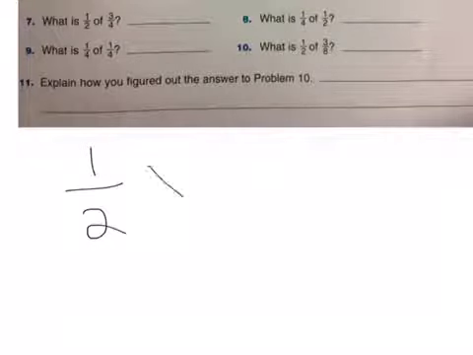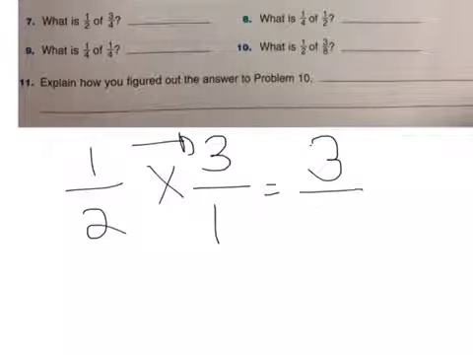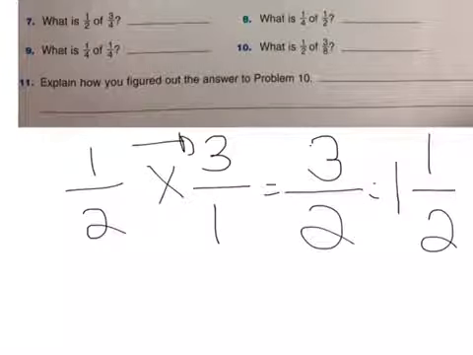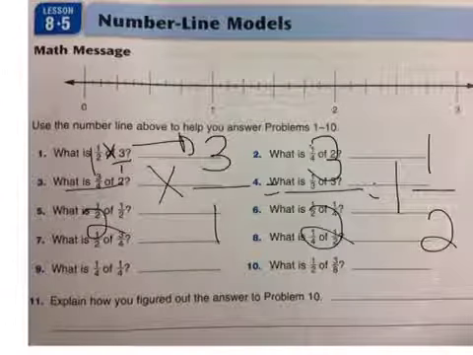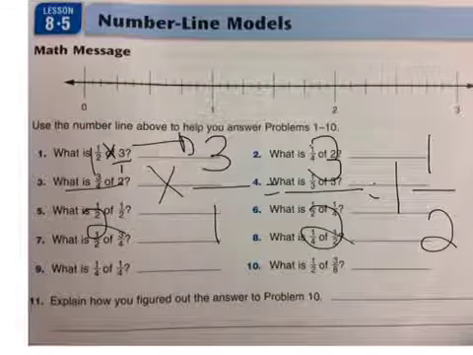So that was half of 3, right? Let's turn the 3 into a fraction and we multiply across. 1 times 3 equals 3. 2 times 1 equals 2. We're left with an improper fraction. But how many 2's are in 3? 1. And what do we have left over? There's a 1 left over, over 2. So 1.5, just as we predicted here. We said that between 0 and 3 is 1.5. And there's our answer.